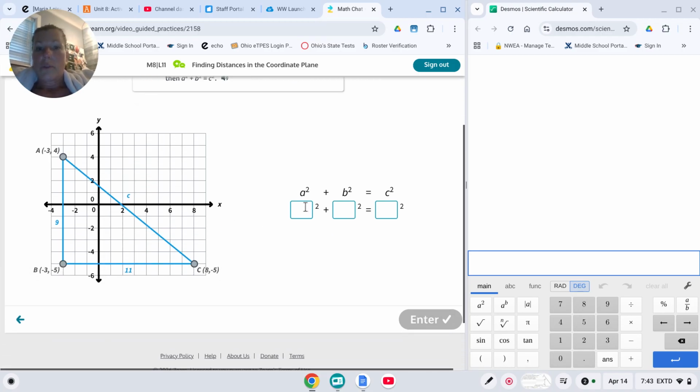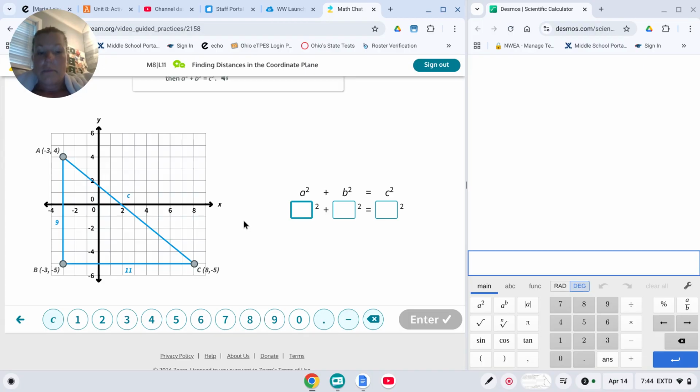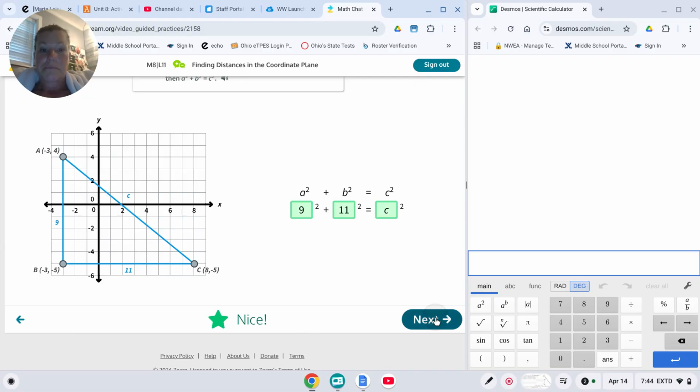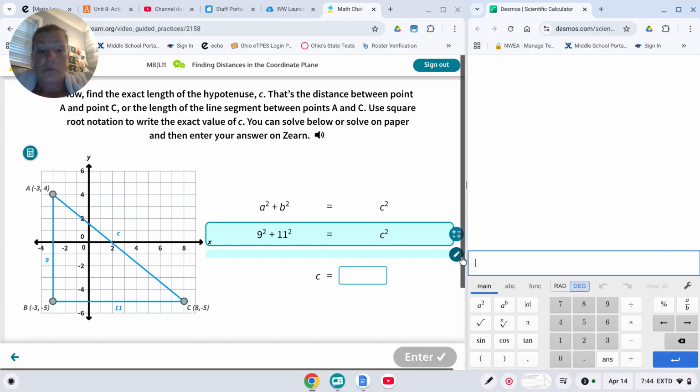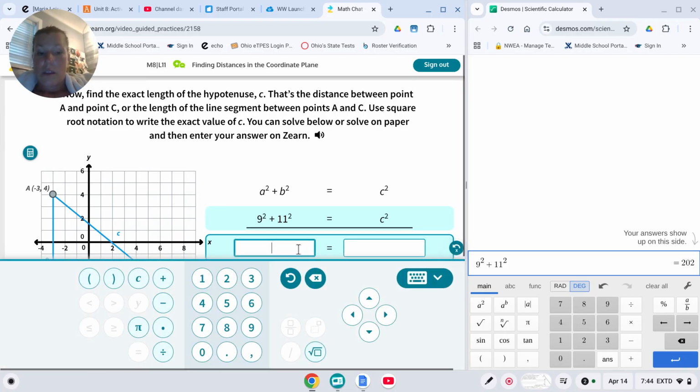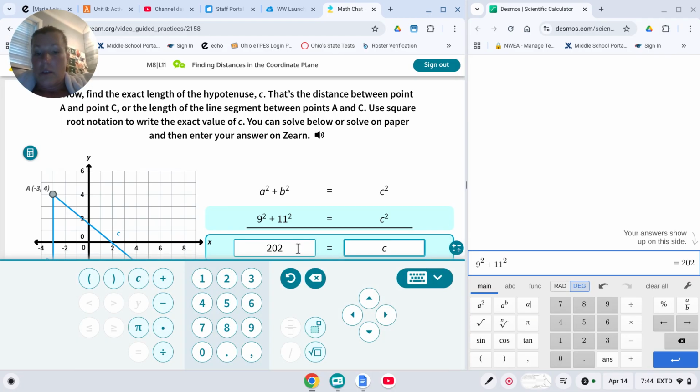Then we're going to plug into our formula. A is 9, B is 11, C we don't know, so we're going to keep it C. Now here's the cheat code. Shh. We can do all the equation solving math stuff, but the Pythagorean Theorem is pretty easy and you can actually do it all in one step. So we're going to use this exact equation in our Desmos. We've got 9 squared, plus 11 squared. That gives me 202. So 202 is the same as C squared.